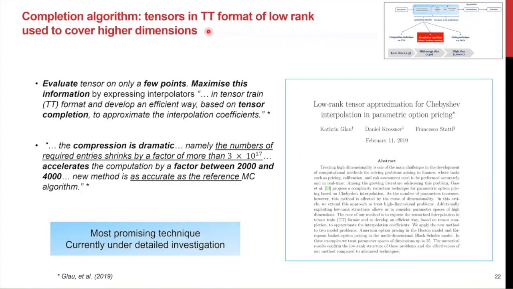One of the reasons why this has worked so far really well is that functions in finance behave really well. Of course, this wouldn't work for just any random function. It still needs to be explored, but so far the results that these guys obtained and the ones that I've obtained have been really, really good, and it's a good way of extending the dimensionality of the tensors.